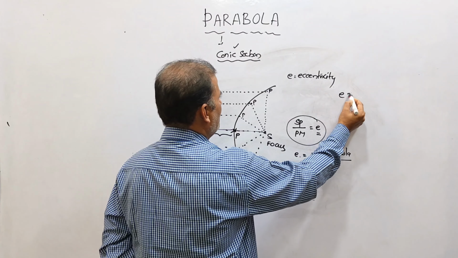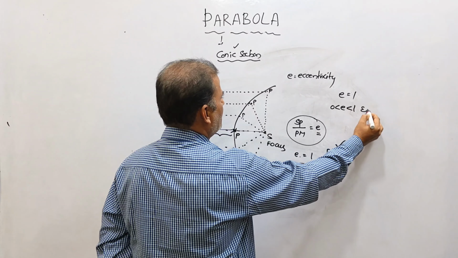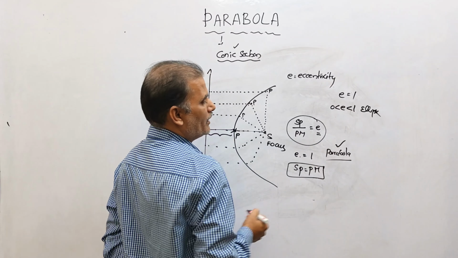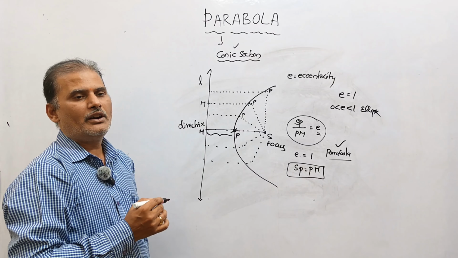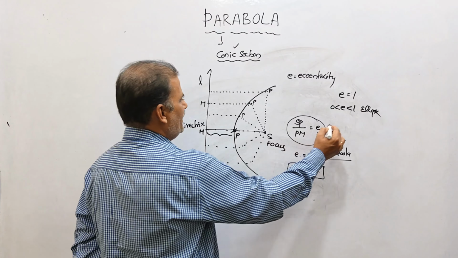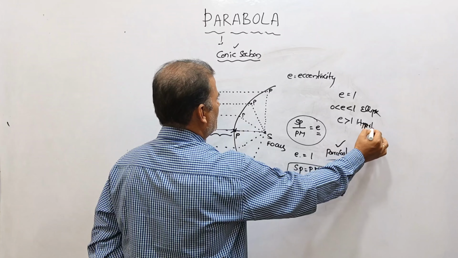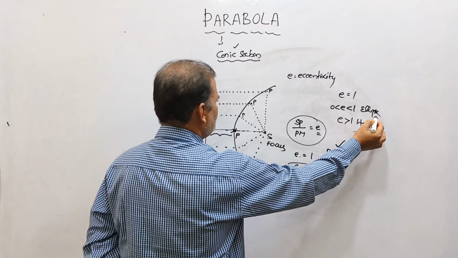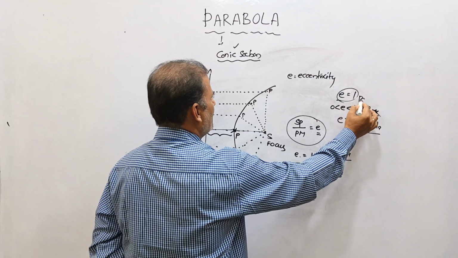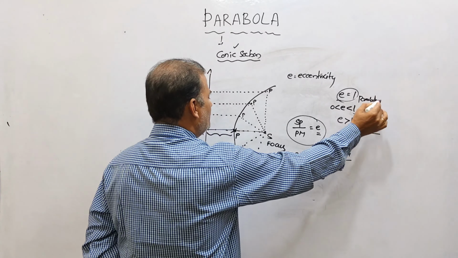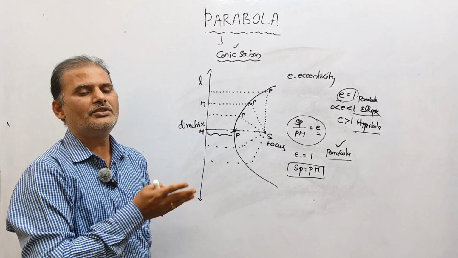Suppose E is equal to 1, it is a parabola. If E is between 0 and 1, it is called an ellipse. And if E is greater than 1, it is called a hyperbola. E equal to 1 is a parabola. Eccentricity plays the main role in this conic section.